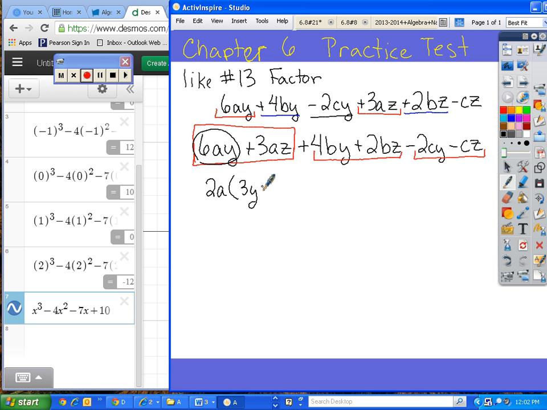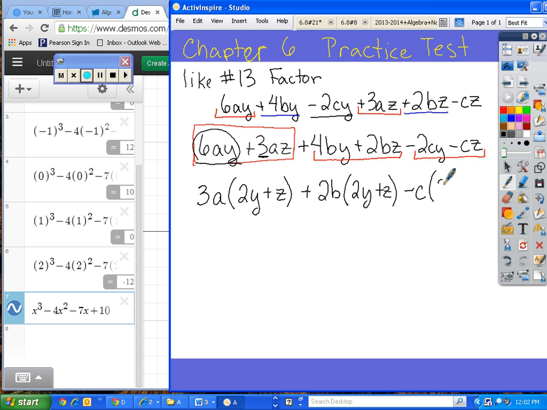Sorry, I shouldn't be taking out a 2. I need to take out a 3 here. So I'm actually going to take out a 3. Sorry, this side was misrepresented. I'm going to take out a 3a, and that leaves me with a 2y plus b. And then this term I can take out a 2b, and that leaves me with a 2y plus z. And lastly, I'm going to take out a negative c, which leaves me with a 2y plus z.